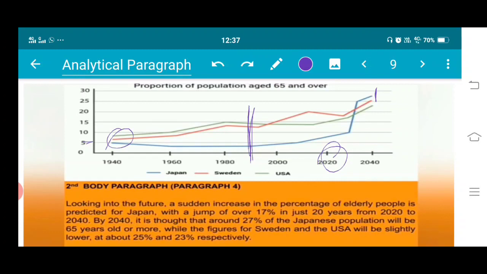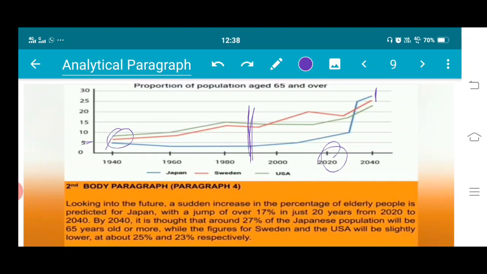And then finally, two things are very important while doing this analysis, right? The first important point is the initial value, and the last one is the overall growth towards the end, that we have to give. Okay, so by 2040 it is thought that around 27% of the Japanese population will be 65 years old or more, while the figures for Sweden and the USA will be slightly lower. They are also increasing, but they are not increasing as Japan is doing, so that is different.